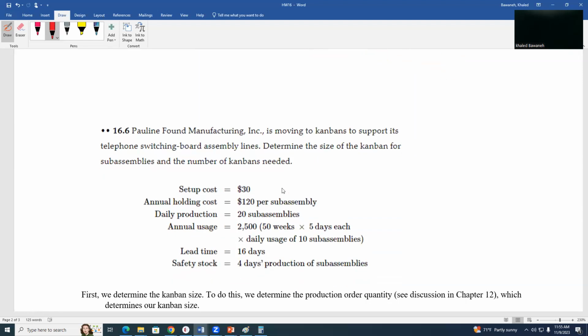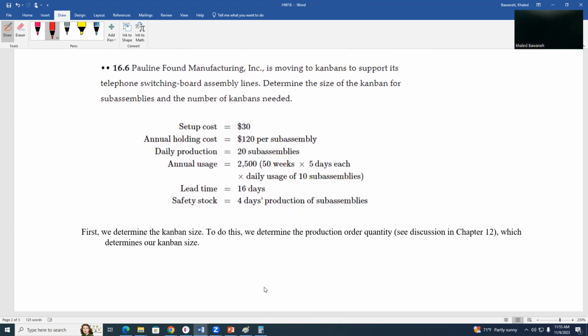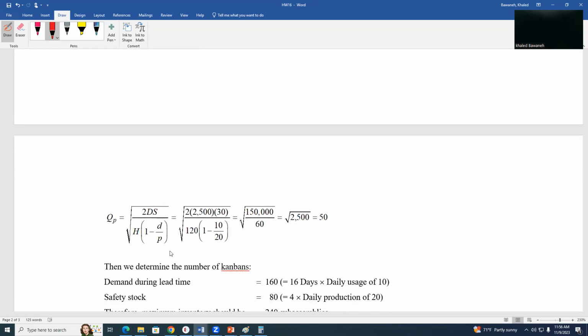So this is another manufacturing company. Determine the size. See, here you need to determine the size of Kanban. In the previous one, we already knew the size. So in this case, you have this and this and this. You need to determine the 500. So to determine the size we determine the production. Oh, here, they did not give you the production rate, which determines our Kanban size.